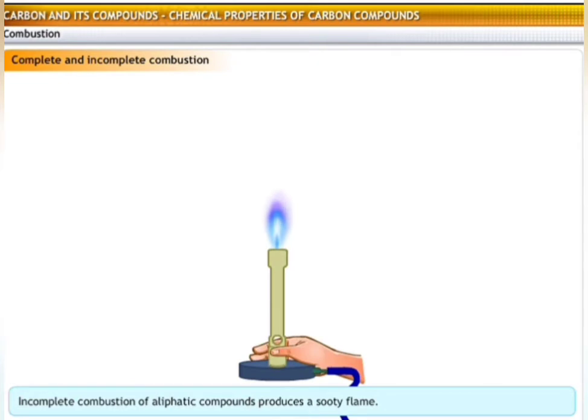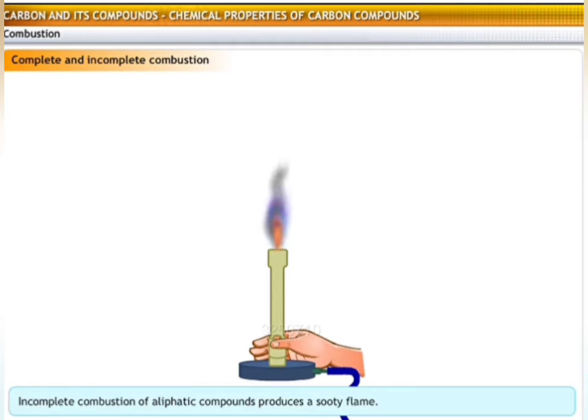Now, gradually start reducing the size of the air hole. As a result, the amount of air going into the burner will keep decreasing. As the amount of air decreases, the gas in the burner burns with a sooty flame and produces black smoke. This is because there is insufficient oxygen available for complete combustion.